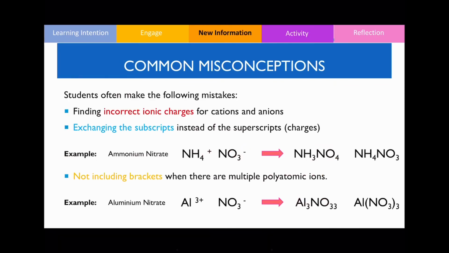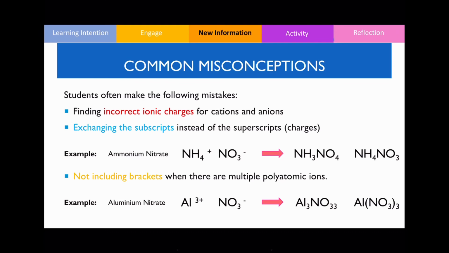Something I like to point out is that there are a few mistakes that students often make on this topic when using the CRISS-CROSS method. The first mistake is, obviously, if you have the incorrect charges of cations and anions, that will give you the incorrect answer. But the second one is another mistake that I often see most of the time: exchanging the subscripts, meaning the lower numbers, rather than the actual powers, which are the superscripts or the charges.